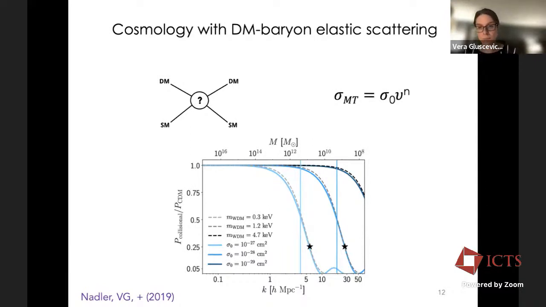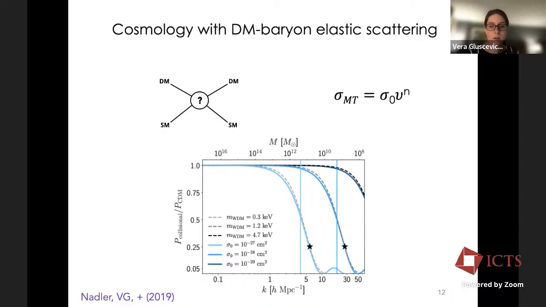describes this interaction. Okay, so n equals 0 would be velocity independent, spin independent scattering that we know and love in the context of direct detection. And then the unknown parameter of the theory, in addition to dark matter mass, would be sigma naught, the overall amplitude of this cross-section.